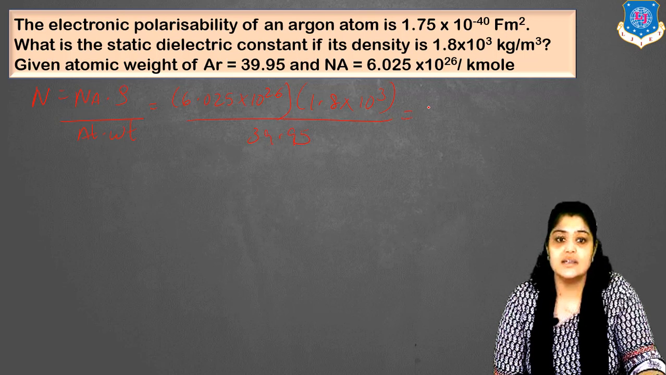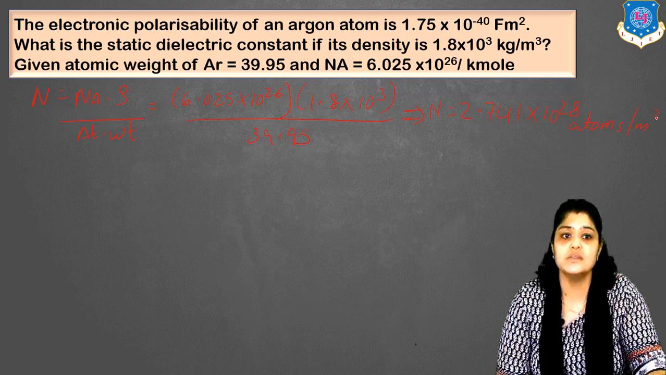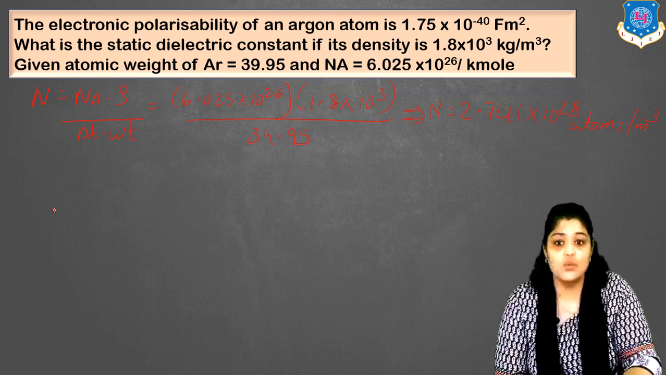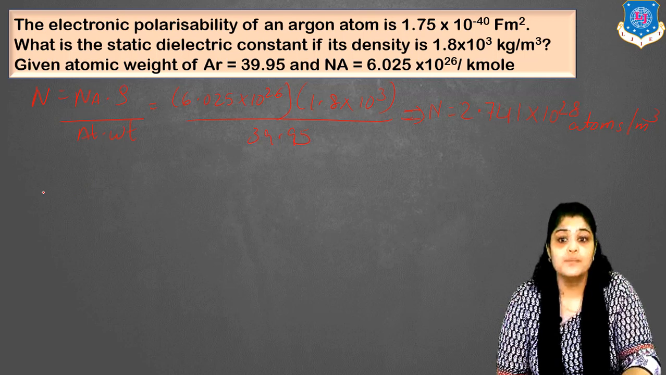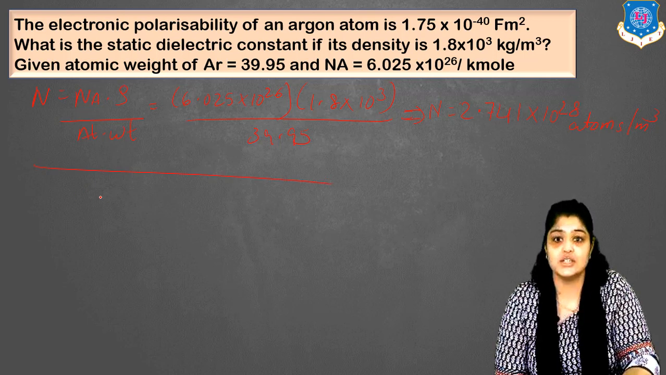This gives us N equal to 2.741 into 10 raised to 28. The unit should be written as atoms per meter cube. These many atoms or electrons per meter cube. So now you know the value of N. Now what will we do? Next we need the formula, the relation, because we have to find epsilon r.